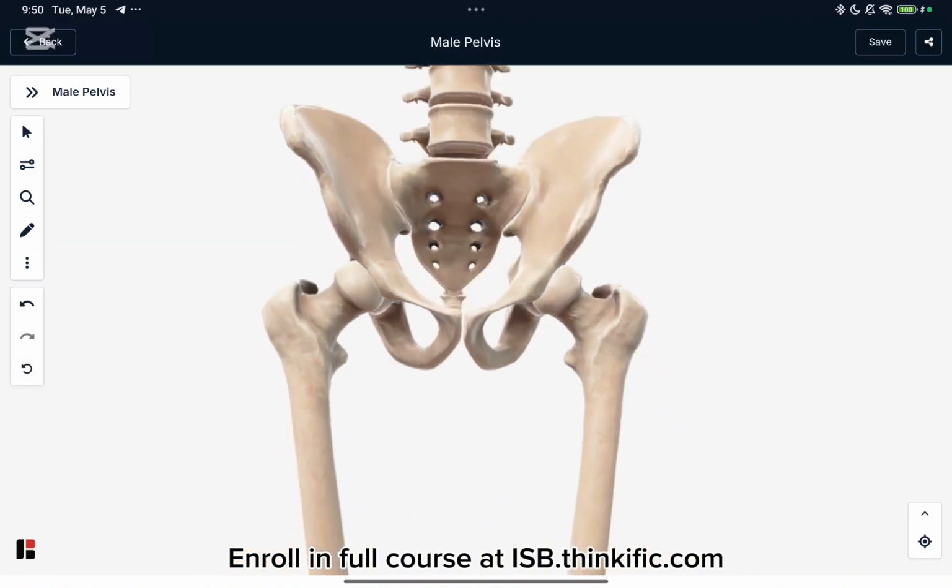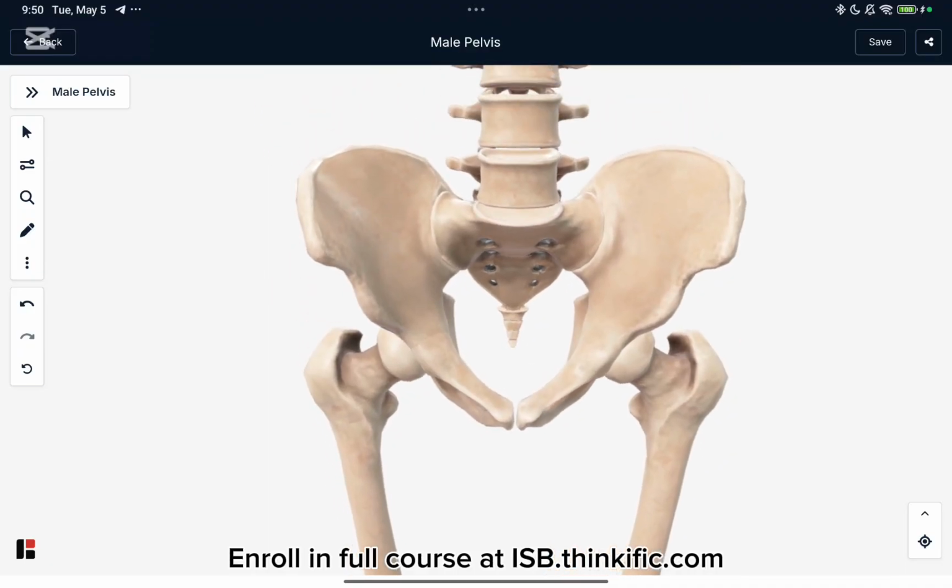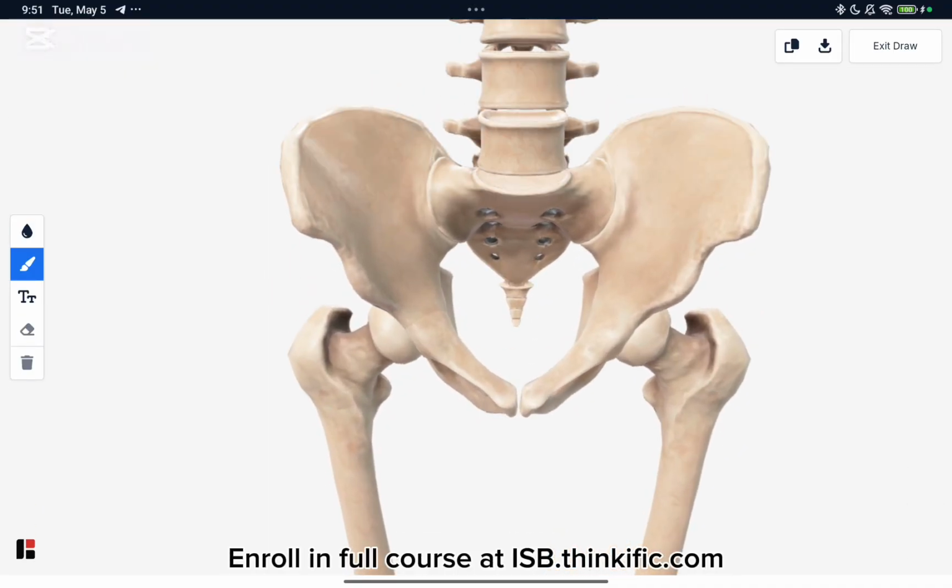An additional important difference is the ischial spines. In the male, as you can see, they project way in. Their projection medially is more. But in the female, it doesn't project a lot medially compared to the male. So those are the differences.